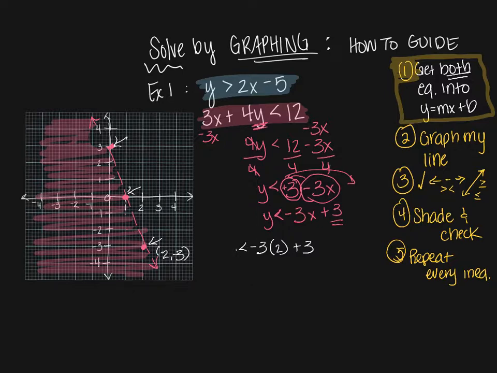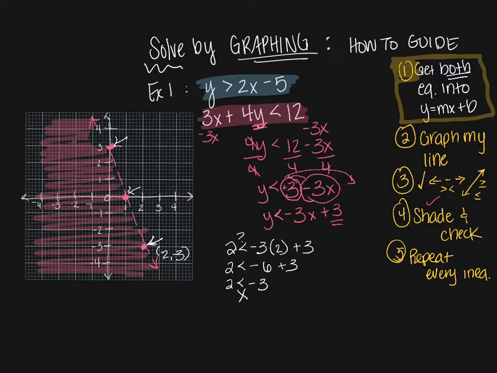Is this going to work? Well, I know that 2 is less than negative 6 plus 3. So this is asking me if 2 could possibly be less than negative 3. Is 2 ever less than negative 3? No. So because this point doesn't work, I know that this is a dashed line because everything up to these points work. Let's test that with finding.